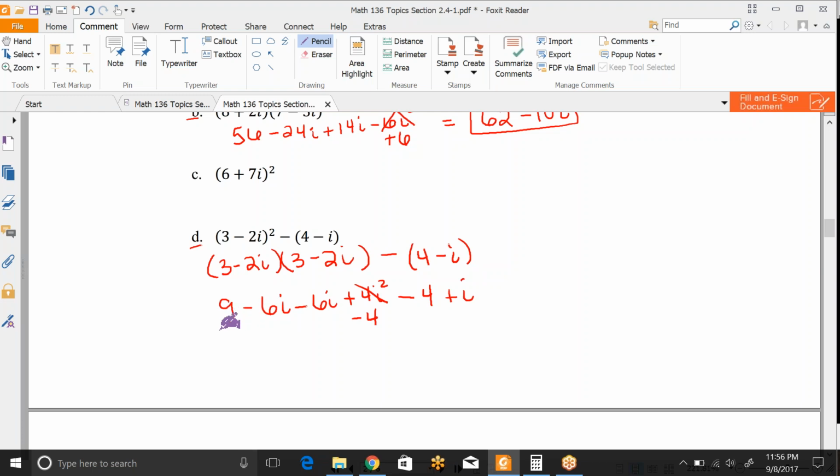So my like terms for my real parts are 9, minus 4, and minus 4. So that's actually just going to be 1. And then negative 6i and negative 6i is negative 12i, plus the 1i would be negative 11i. So 1 minus 11i.